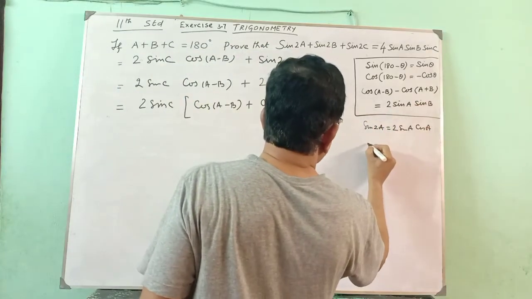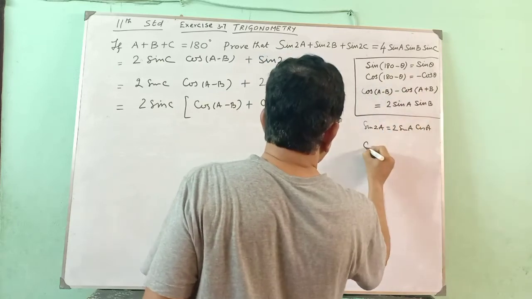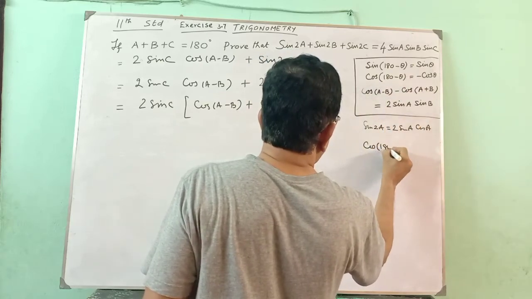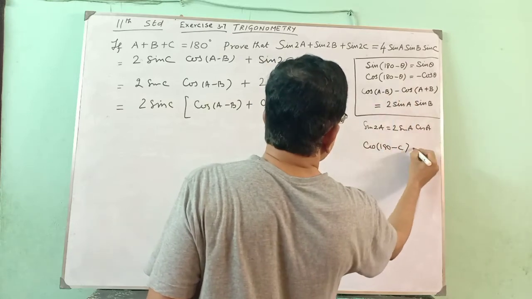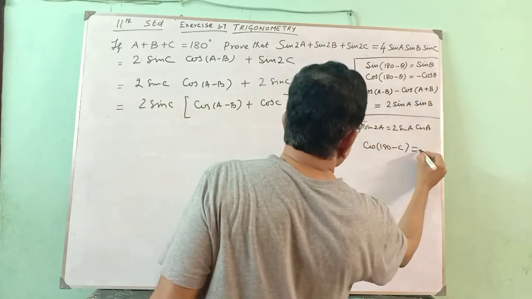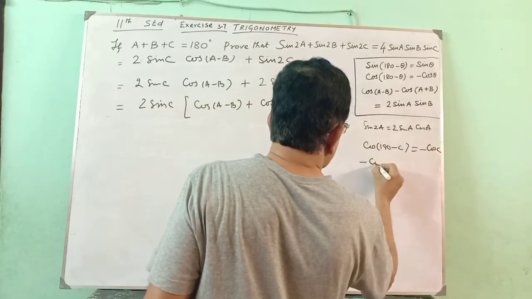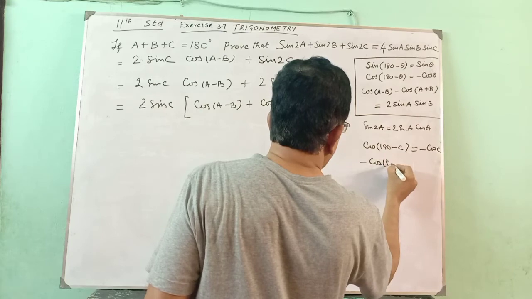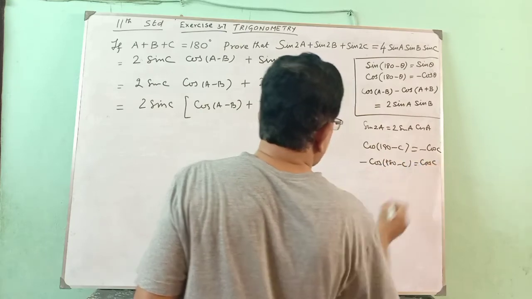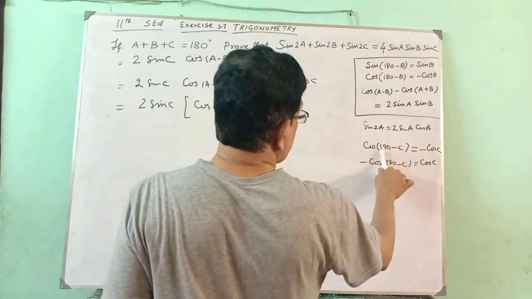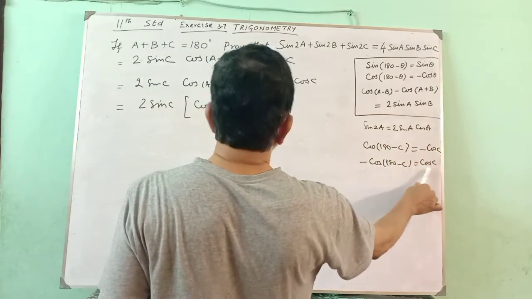Cos(180 minus theta) is equal to minus cos theta. Here theta is equal to C, so cos(180 minus C) is equal to minus cos C.